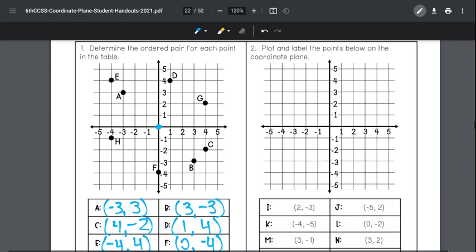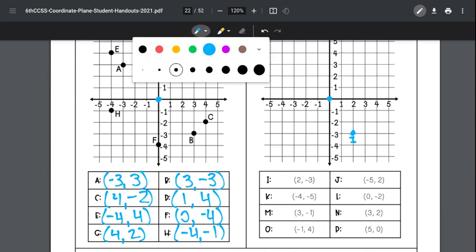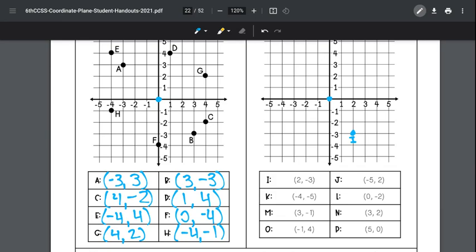This time, for problem number 2, they gave us the ordered pairs and we have to plot the points, but we always start at 0, 0. I, 2, -3. That means 2 right and 3 down. Probably need to make it a little smaller. All right. J, -5, 2. Left 5, up 2. That's J. K, -4, -5, which means left and down. L, 0, -2.